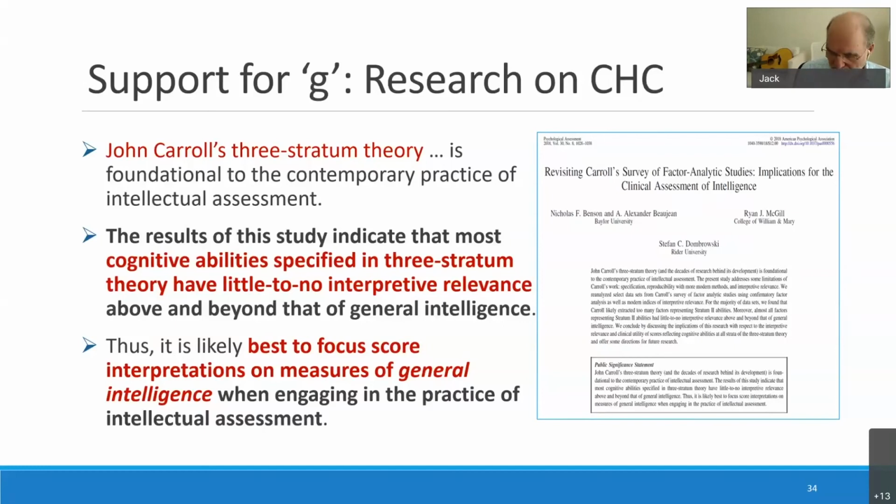That's the question. And this particular study is an interesting one because what they did is they went back to John Carroll's original factor analytic study, and they used a different factor analytic methodology, a more modern one that John Carroll didn't have at that point. And what they found was that the results indicated that anything beyond the overall score really had very little variance accounted for.